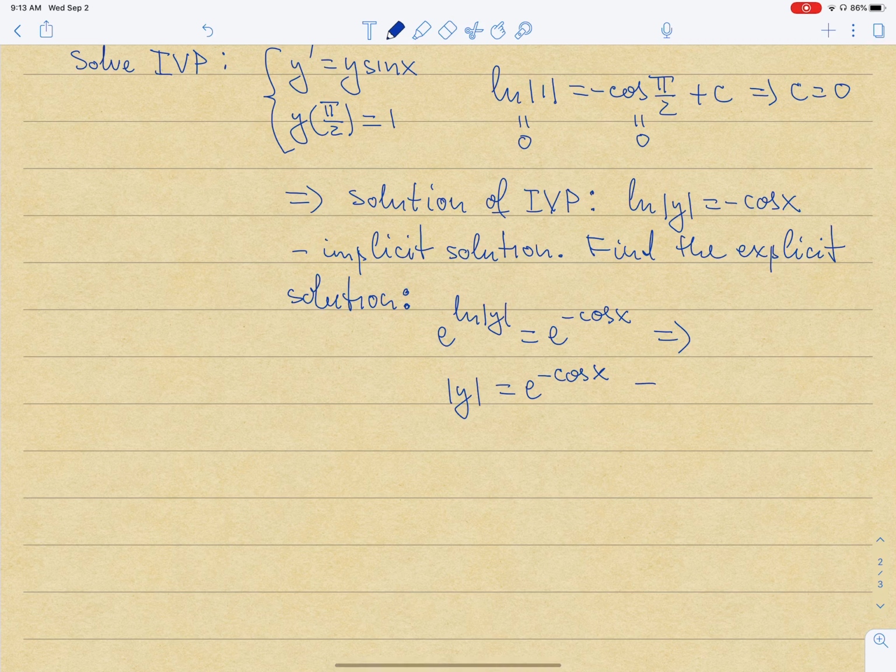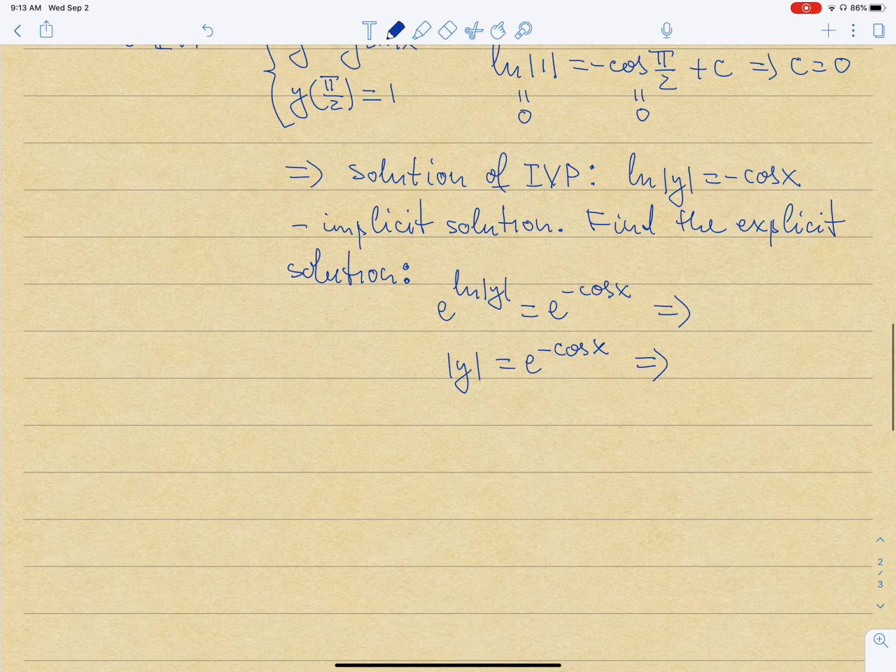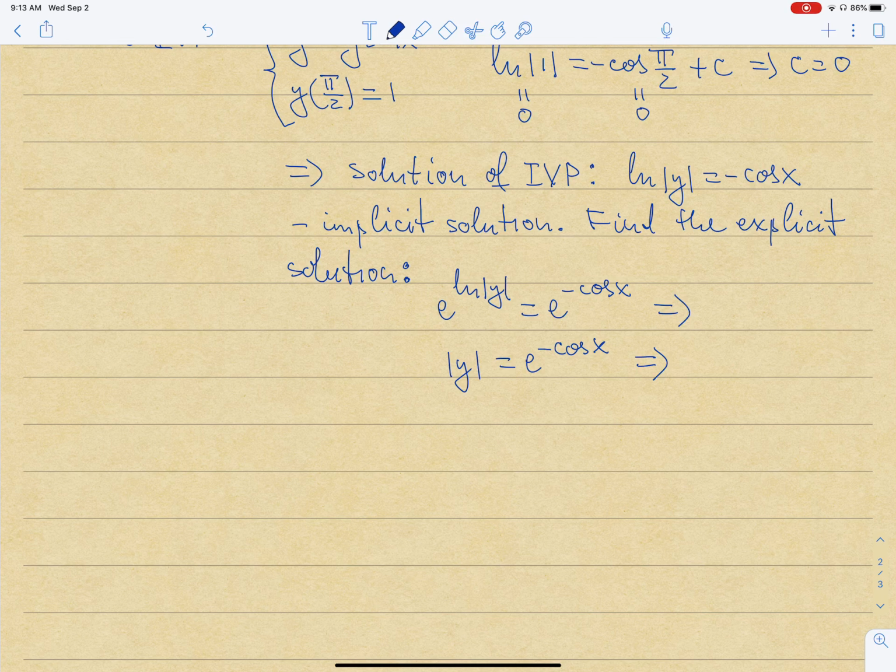Well, what does this mean? That absolute value of y is equal to something. It means that y can be equal to that something, can also be equal to minus that something, because when I take absolute value, sign will disappear. So it follows that y can be equal to e to the minus cosine of x, and it also can be equal to minus e to the minus cosine of x, which is not good because it means that my function in principle can have two different values.